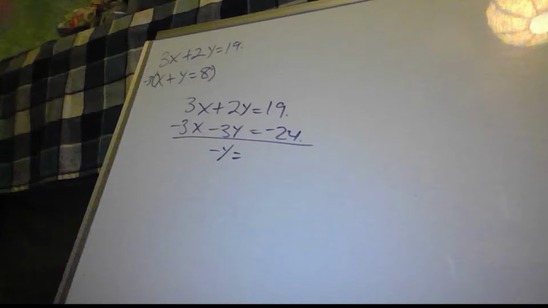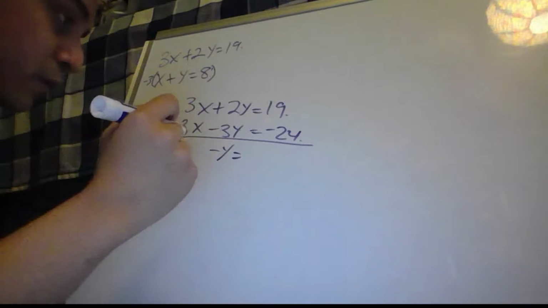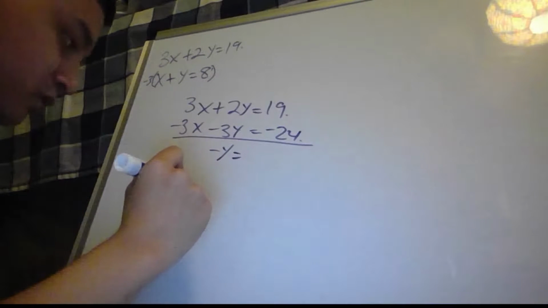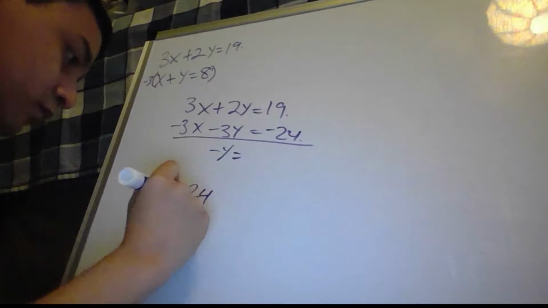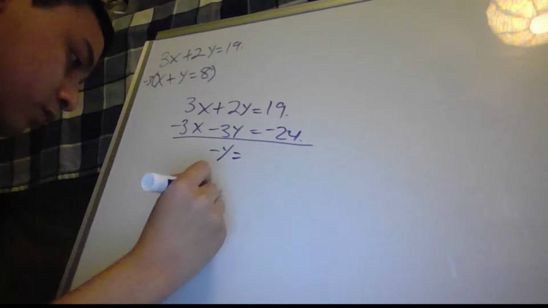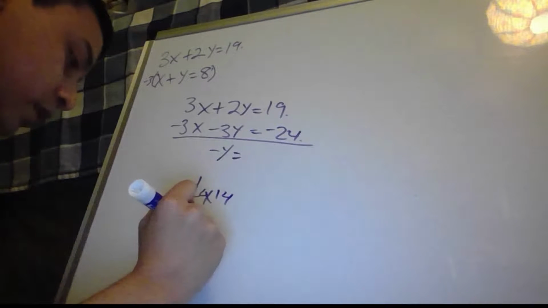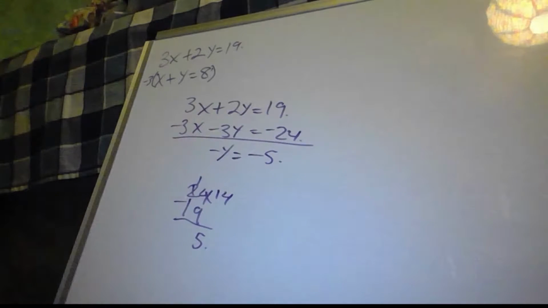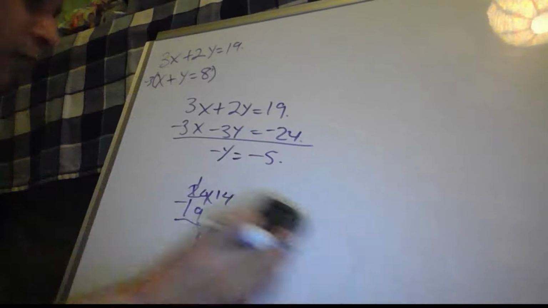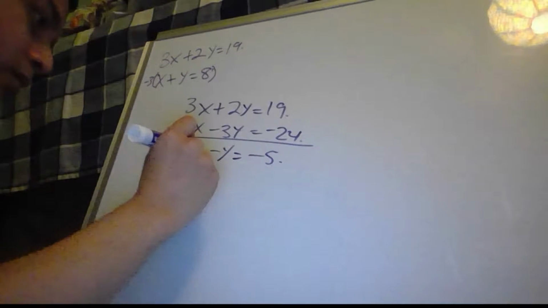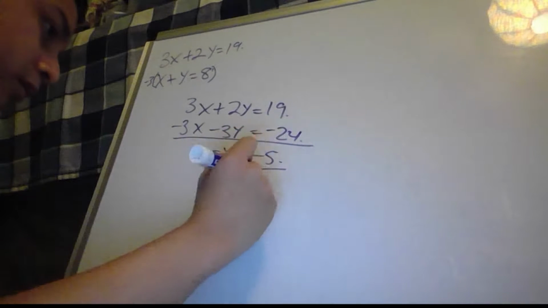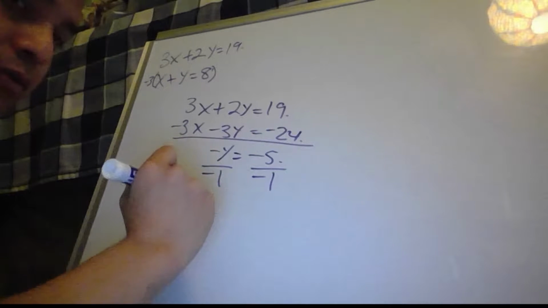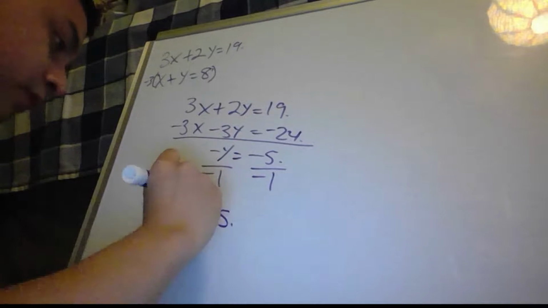Sorry guys. And then you have negative y is 19 minus 24. If you subtract that out, we get a 5, right? So it's negative 5, right? Then we divide by negative 1. So then y equals 5, right?